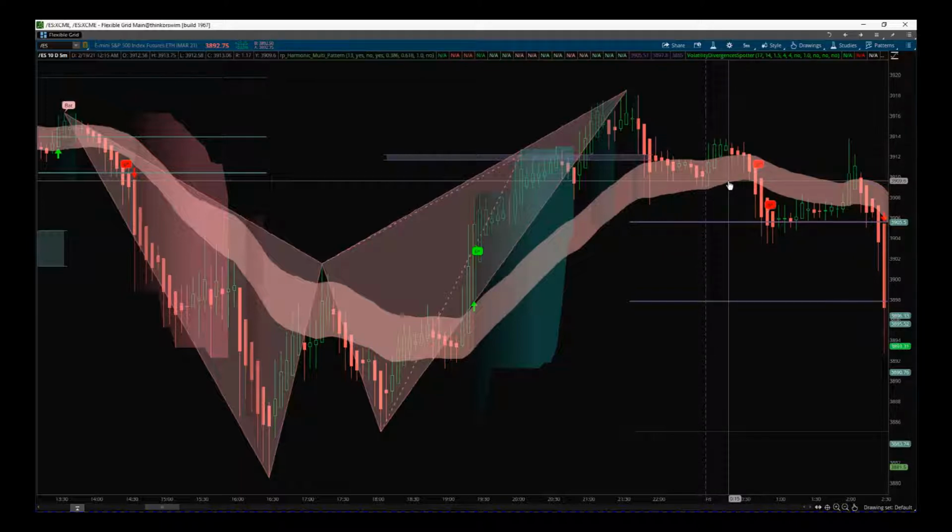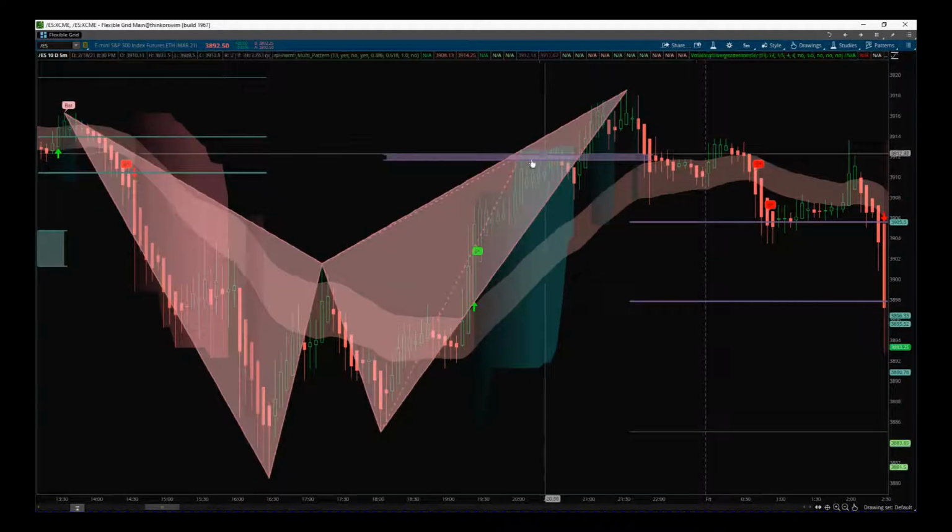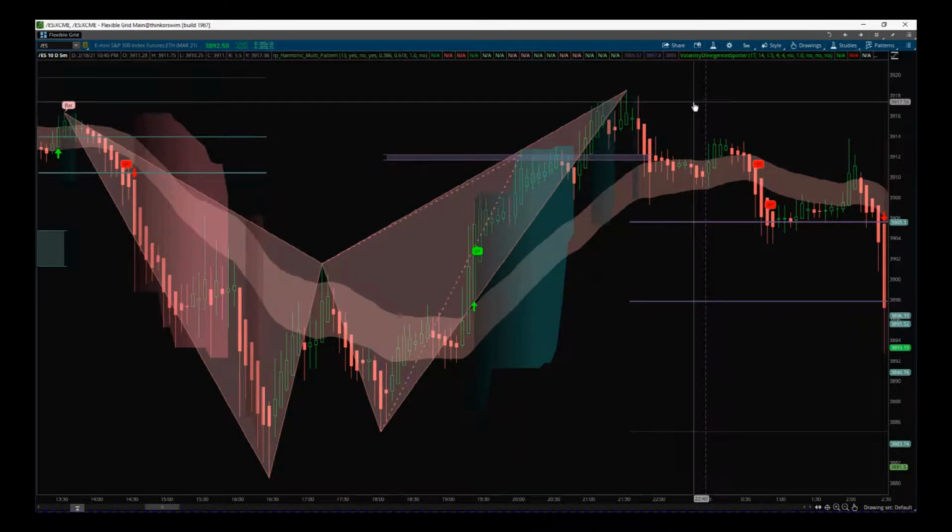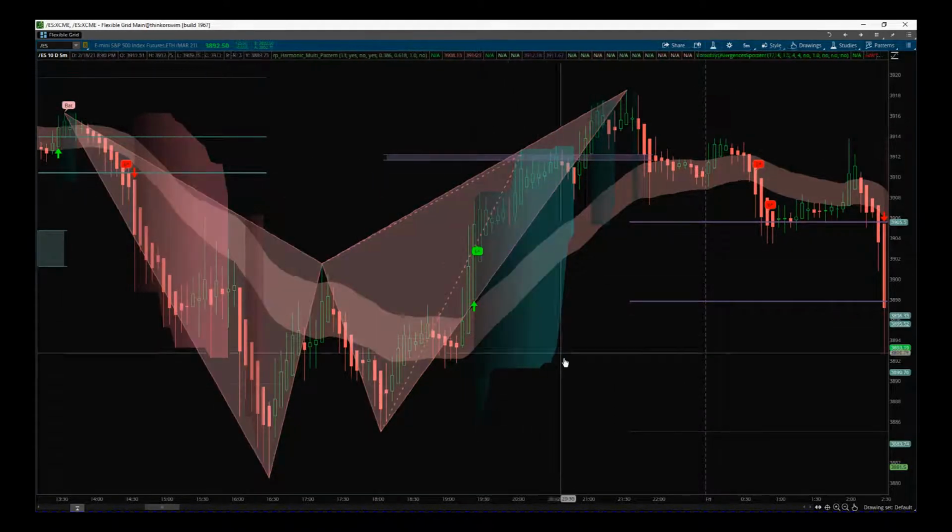So that's 4 winners. Now, this bat pattern completed, this is an automated completion zone here in purple. It completed way above there. So there's no short trade coming from that harmonic pattern. You've got to stick to the rules.